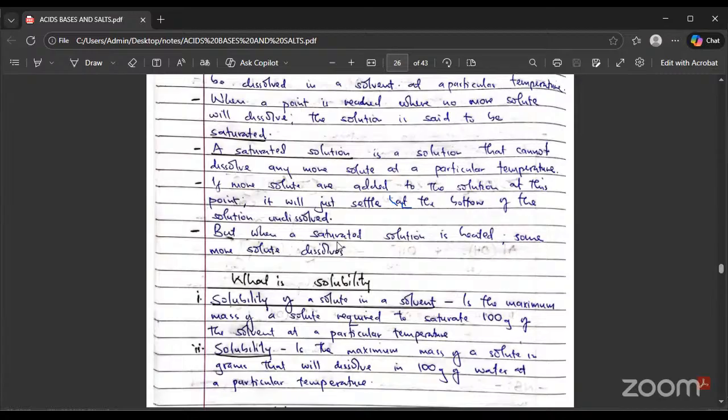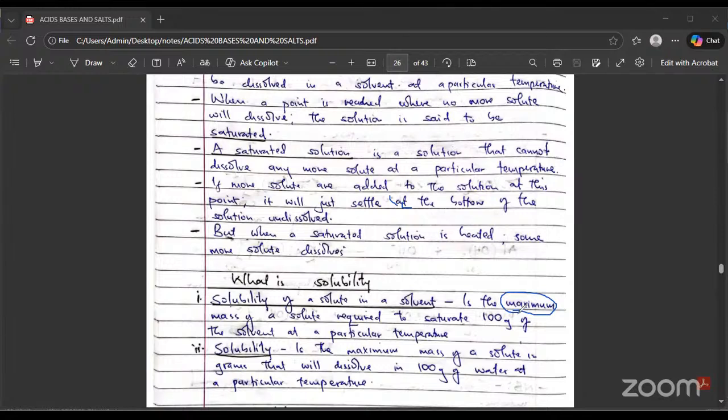So what is solubility? Solubility is the maximum mass of a solid required to saturate 100 grams of solvent at a particular temperature. I will underline the most important things that you are not supposed to miss when giving the definition of solubility. Now, this normally brings confusion. Students normally tend to confuse this one, like the thing we define in Form 2, ionization energy.